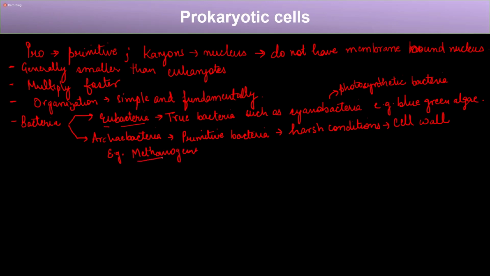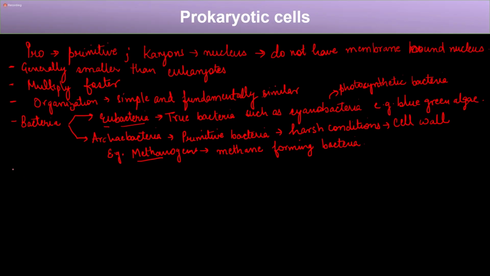Now, what are methanogens? Methanogens are methane forming bacteria. We must have studied the term methane in our organic chemistry class, right? This is an organic compound, and these methanogens make this methane. Now we have understood the characteristic features of prokaryotic cells, that they are generally smaller, multiply faster, and have a simple and fundamentally similar organization.